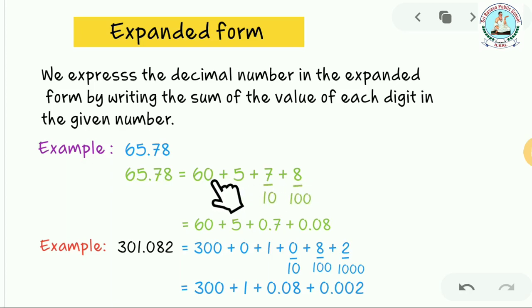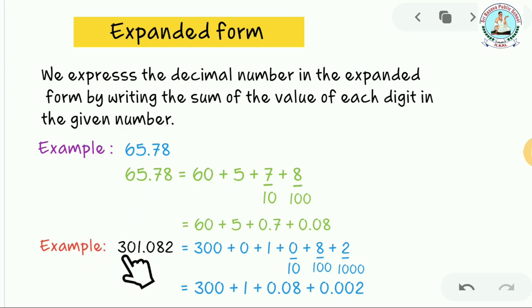We simplify this in another step. 60 we write as it is and 5 can be written as it is, but 7 upon 10 always means 0.7, and 8 upon 100 means 0.08. So this is the final expanded form of the decimal number 65.78.